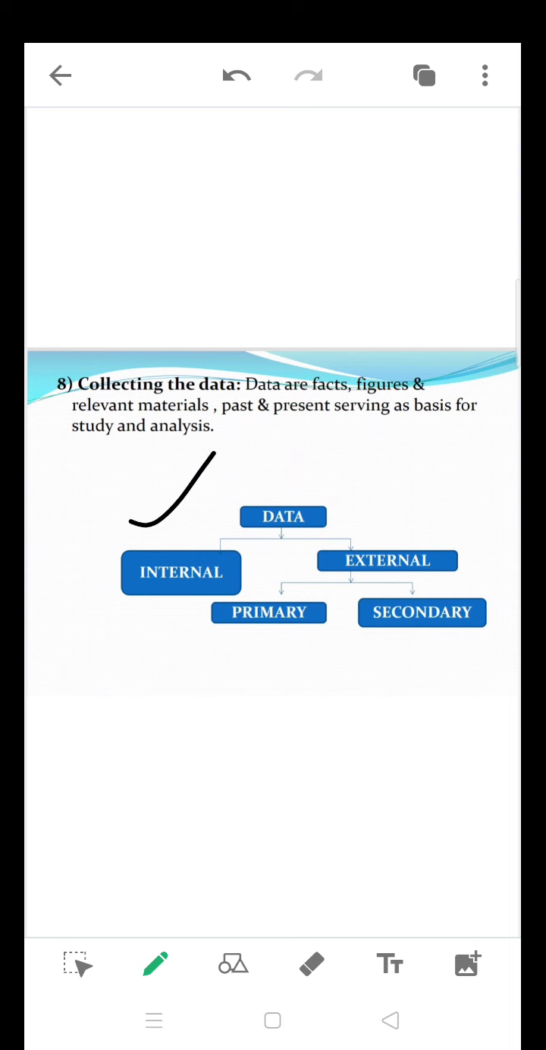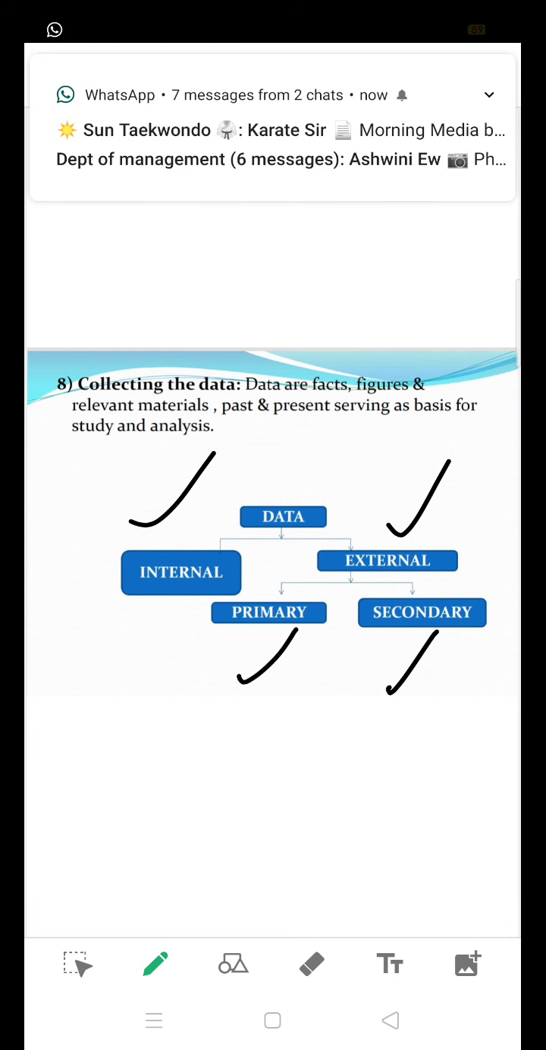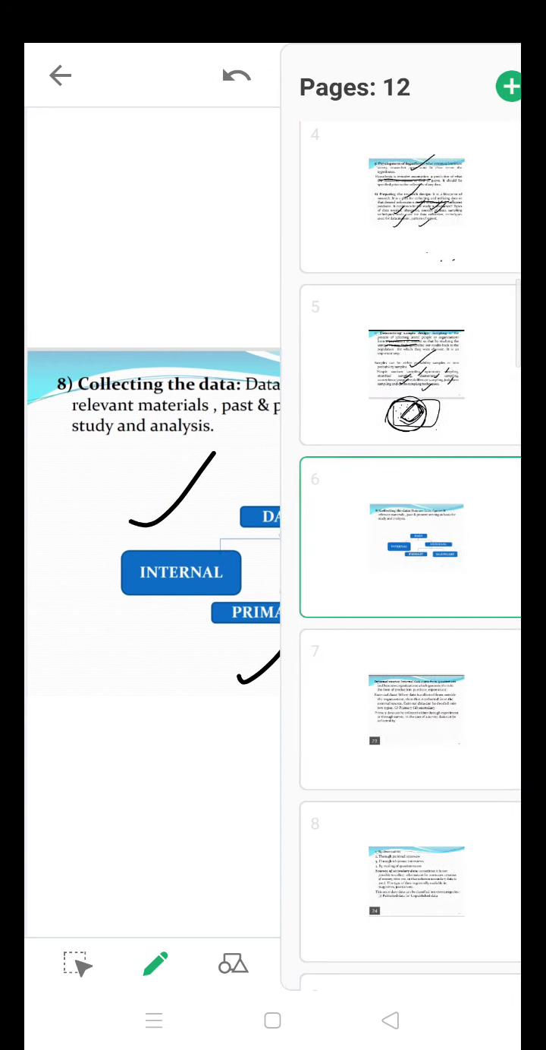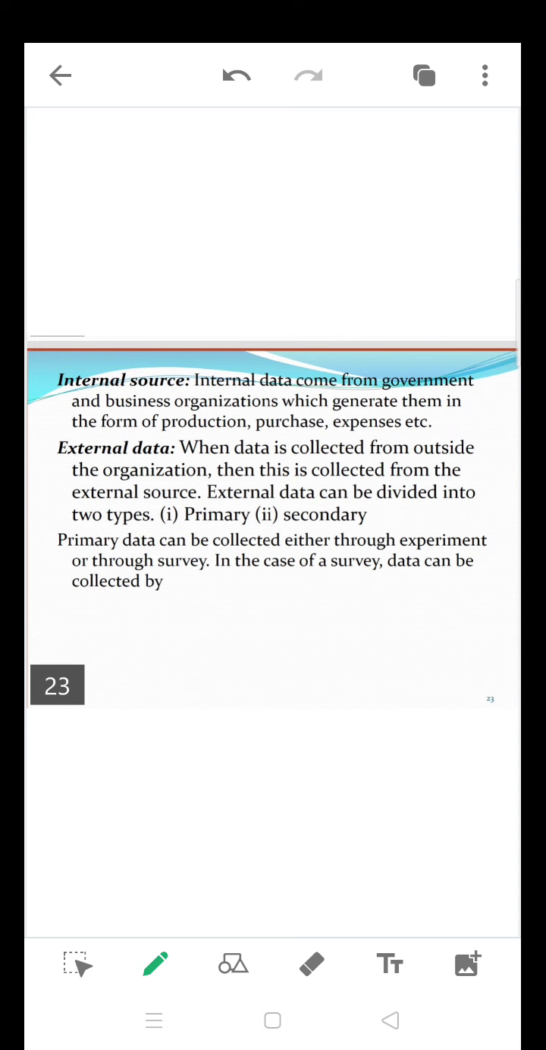We have internal sources of data and external sources of data. External sources of data are divided into primary data and secondary data. So these are the sources of data we have. In the next slide, we are going to explain what internal sources of data are. Internal data come from government and business organizations, which generate them in the form of production, purchase, expenses, etc. So it is internal sources.